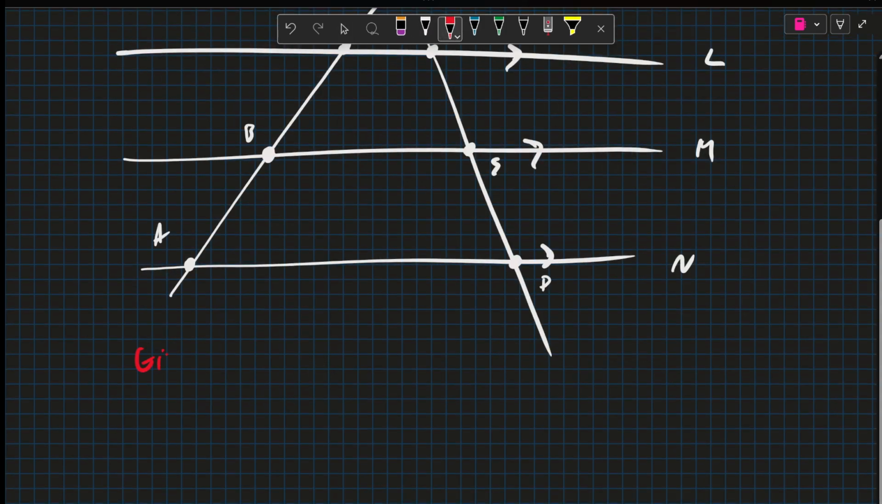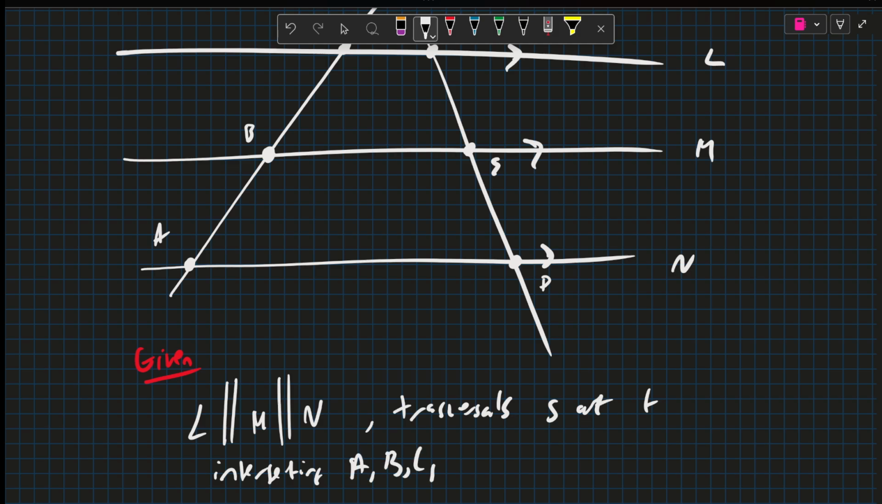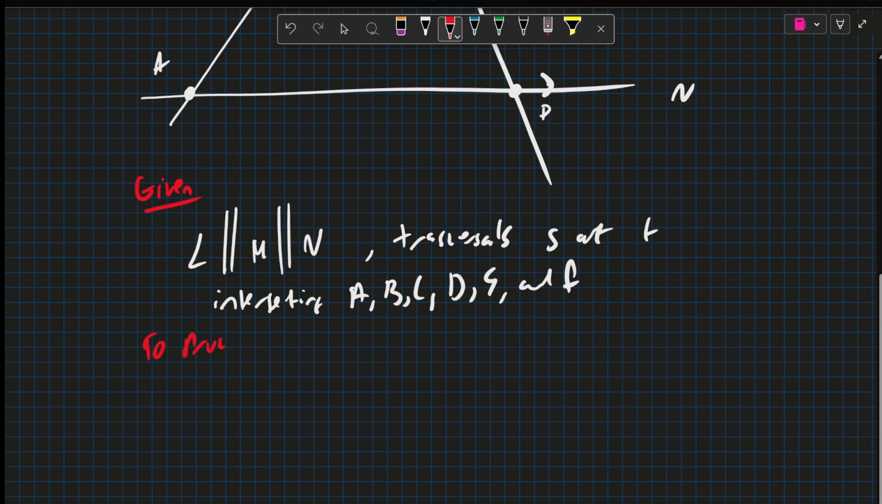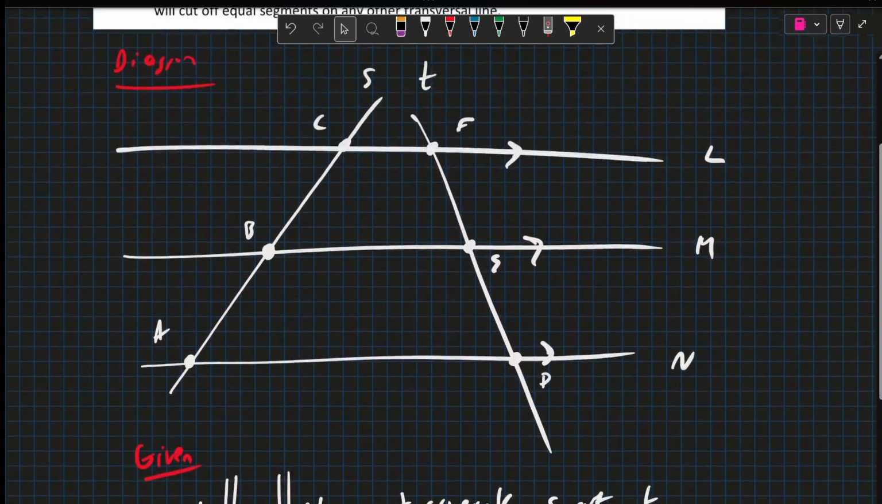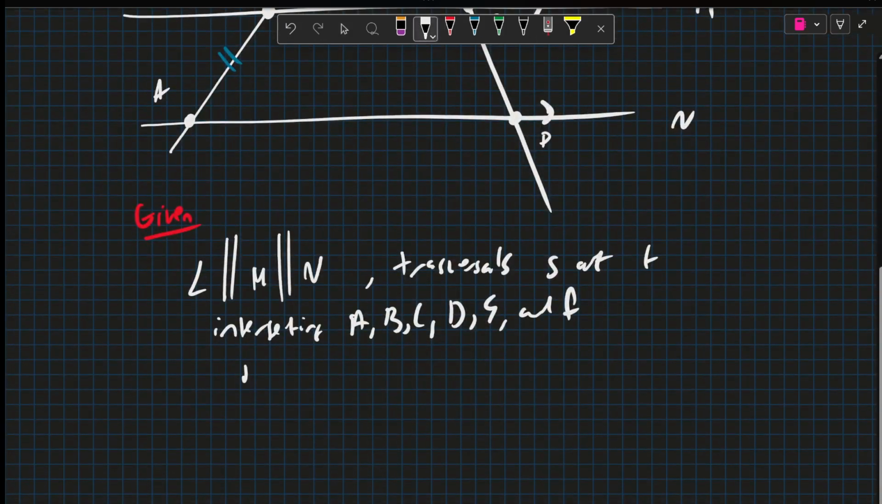Now, the next thing is the given. We're given that L is parallel to M, which is parallel to N, and we also have transversals S and T intersecting at A, B, C, D, E, and F. Now, to prove, oh, actually, I forgot one thing in the given. We're told that we can assume that AB equals BC.